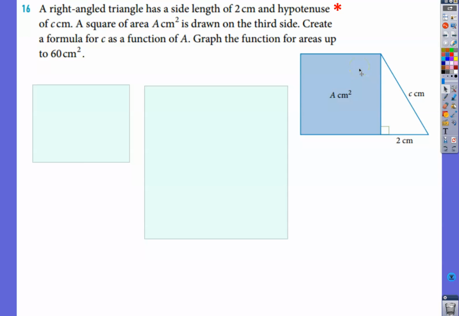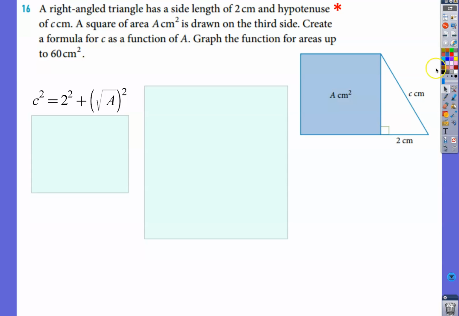We're going to stop here and think for a little bit. If that has an area of a, and this is a square, then that side by that side must equal a. So this must in fact be the square root of a, because the square root of a times the square root of a equals a. So we know the expression for that side is square root of a. And we're trying to find a formula for c as a function of a, and then graph the function for areas up to 60 square centimeters. Okay, so hopefully you've had a go at this, so let's see how you went.